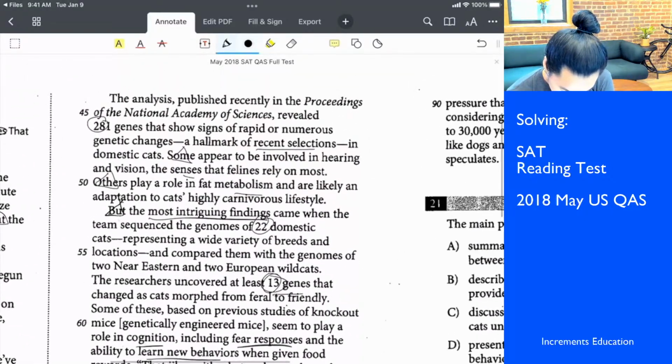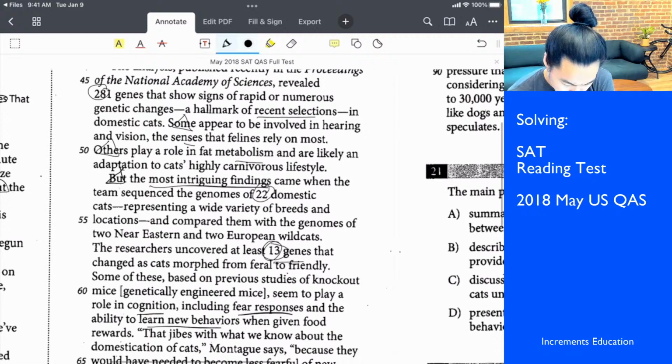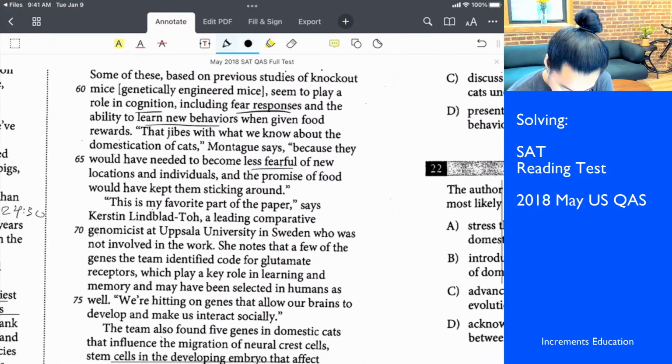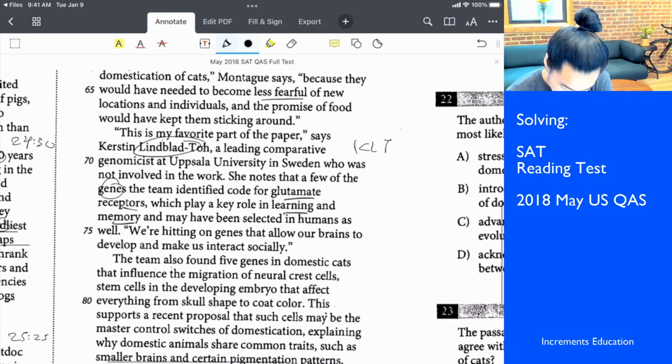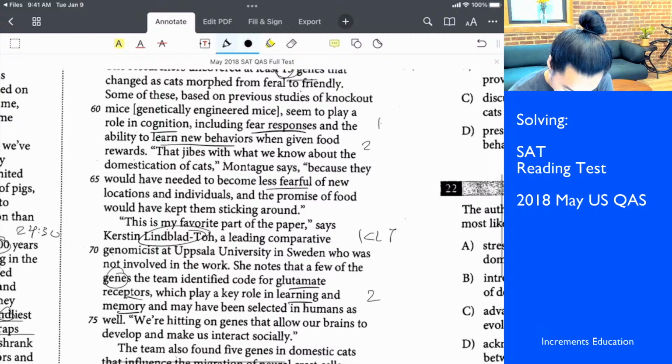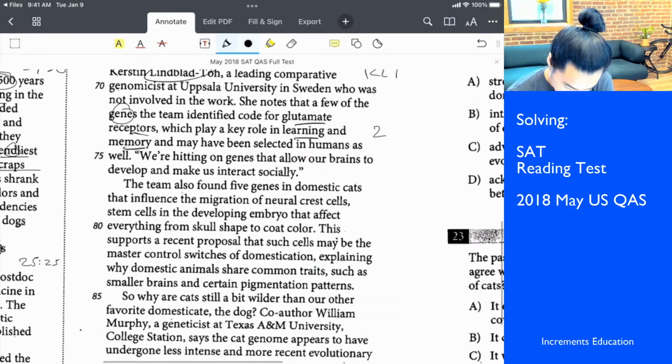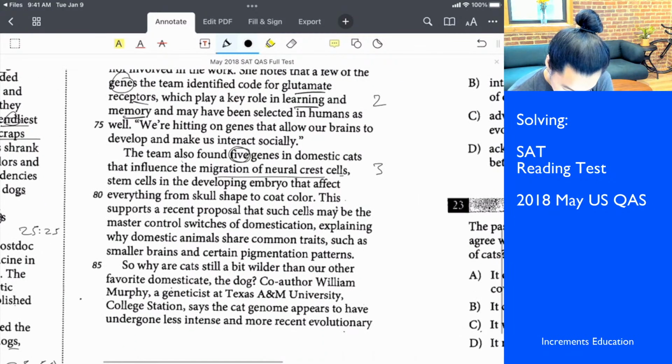Wait, so this is a second essay or second study. Glutamate receptors for learning and memory. So this is the learning idea we had earlier. This is the learning. And we have the fear. 5 genes that influence migration of neural crest cells, whatever the hell that means. Skull shape, okay. Smaller brains, pigmentation patterns. Okay, interesting.